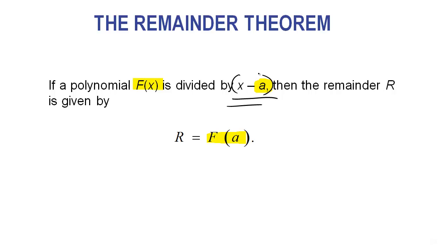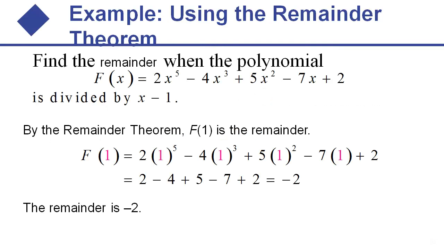That means that if this is a factor, right, then if we plug a into that function, we should get a 0, right? Because if this is a term and you plug in a for x, one of your terms is going to be 0. And so that's how we can see that it works when it's an actual factor, but it also works for any remainder. All right, here's an example.